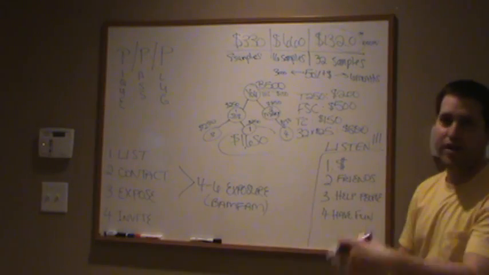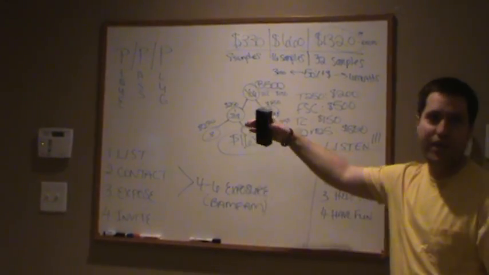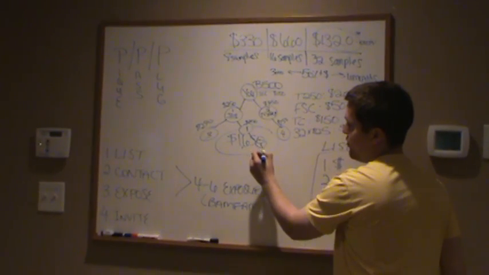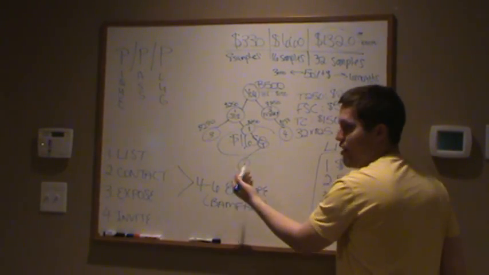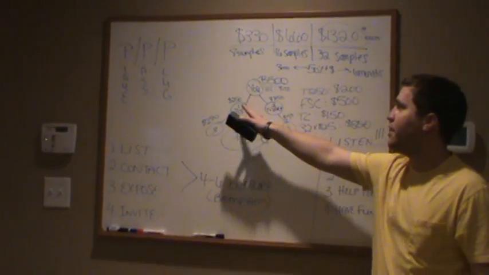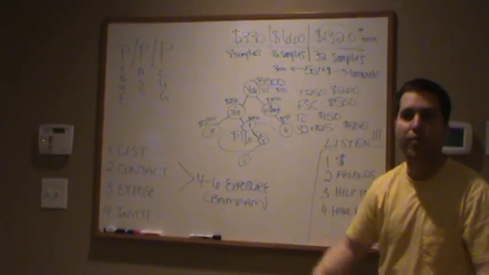And that goes 6 generations deep. So that's just one example. It keeps going down. So let's say this guy enrolls his first person, this guy enrolls his. So it can keep going down, but I don't want to confuse you guys. I just want you to understand that you're also getting benefits from helping your people.